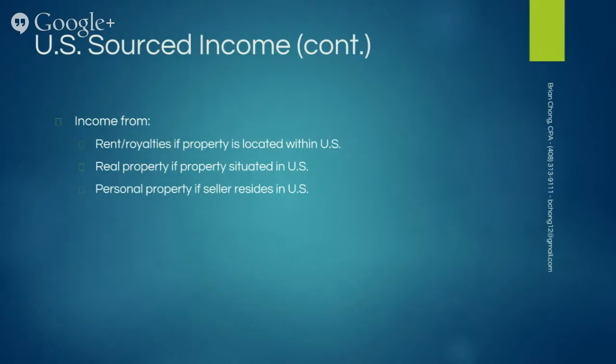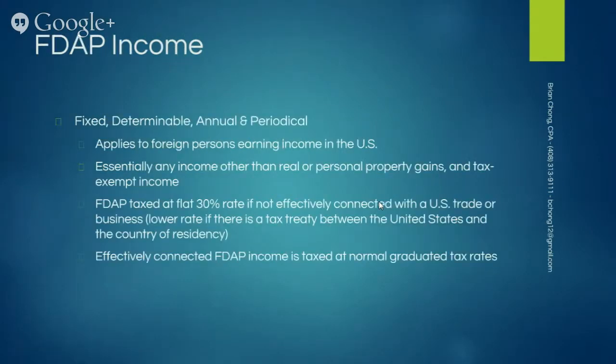I guess so. So in terms of some other things that are U.S. sourced income, if you have rental properties located within the U.S., if you have, let's say you sell personal property and you're in the U.S., that's pretty self-explanatory. So that means if you have a rental property in another country, that's not going to be U.S. sourced income.